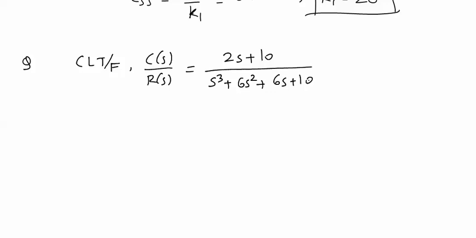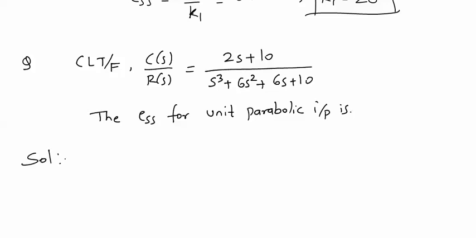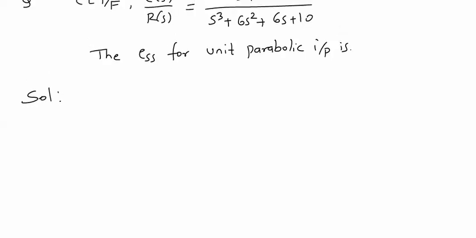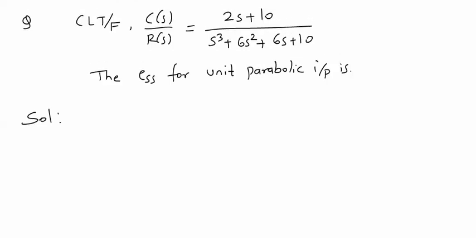Now the question is, the steady state error for unit parabolic input is, okay. Now to calculate steady state error, I must know the value of G of S, because steady state errors are calculated from G of S. Now we have already studied earlier that if closed loop transfer function is given to me, I can calculate G of S from it. Also it is given that it is a unity feedback system.